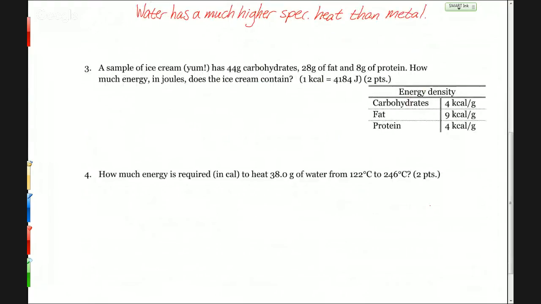Ice cream has 44 grams of carbohydrates, 28 grams of fat, and 8 grams of protein. How much energy in joules does the ice cream contain? So here I have a chart telling you the energy density for carbohydrates, fat, and protein in kilocalories per gram. So we need to just multiply each of those. 44 grams of carbohydrates times 4. Then 28 grams of fat times 9. And 8 grams of protein times 4.